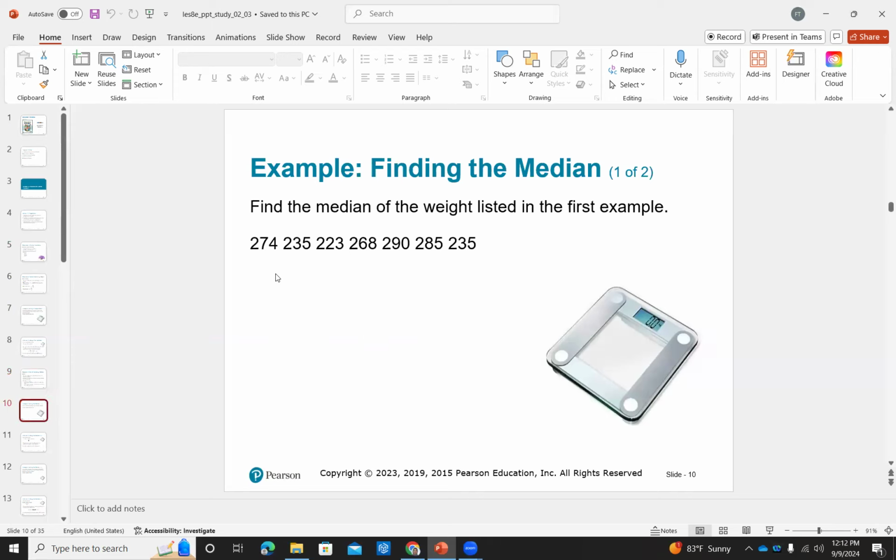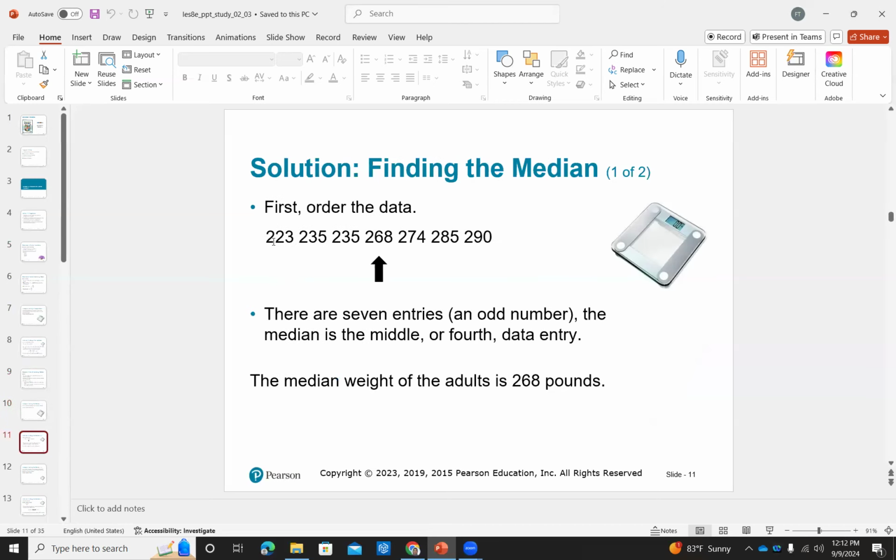Here's an example. The question is: find the median of the weights listed in the first example. When we look at this data set, the first question we need to ask ourselves is, is this ordered from smallest to greatest? It is not. So before we find the answer, we first have to order them from the smallest number to the greatest number. That's the first step.